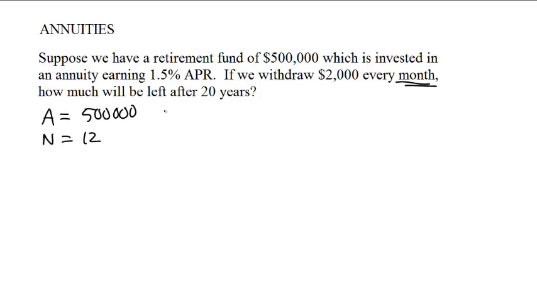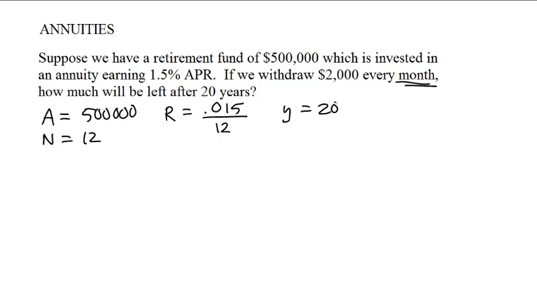What is the interest, by the way? The interest R is going to be 0.015, that's 1.5% APR, divided by 12. We don't get the full 1.5% every single month. We only get a 12th of that every month. And Y is 20 years.